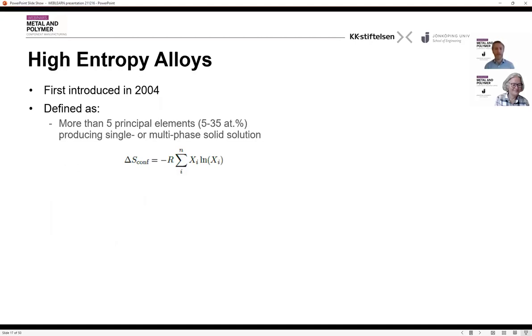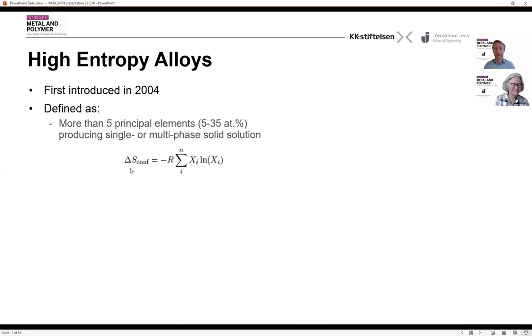As I said, it was introduced in 2004, and this was by Cantor and Yeh. And the original definition for this was an alloy containing at least 5 principal elements, each between 5 and 35 atomic percent, in solution, and it produces a single or multi-phase solid solution.